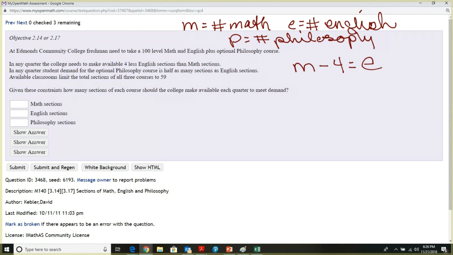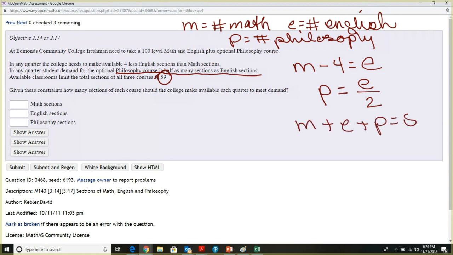The second part says there's always half as many philosophies as English. So how many philosophies? Well, half of English. So if there's 12 English courses, there's going to be 6 philosophies. So philosophy course, half as many. Available classrooms, all 3 have to add up to 59. And by the way, with the last one and this one, there's so many different ways you can do this, you guys.